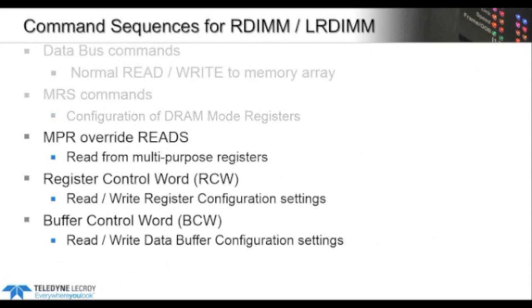Again, we now have this MPR, or multi-purpose register, reads and writes that can be sent to the DRAM or to the buffer. Memory guys kind of refer to this as a scratch pad inside the DRAM where you can read and write custom patterns for doing things like retraining and error recovery. The last two sequences are special commands. These are specific to RDIMM and LRDIMM: you've got your register control words that configure the register, and you've got your buffer control words that configure the data buffers. We'll look at these in a second.